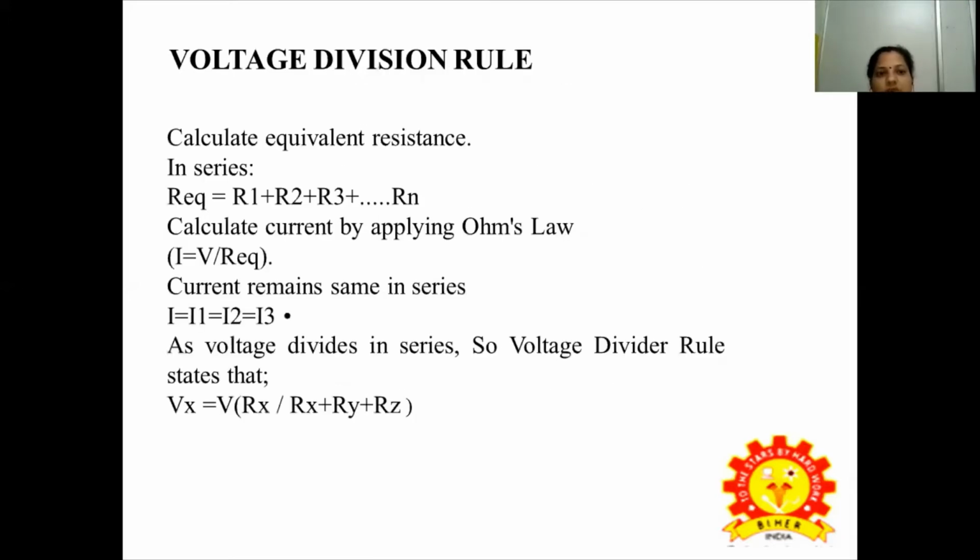For the voltage division rule, first calculate the equivalent resistance in series: R equivalent equals R1 plus R2 plus R3, and so on. Then calculate the current by applying Ohm's law, I equals V by R equivalent. The current remains the same in series, so I equals I1 equals I2 equals I3. The voltage divider rule states that Vx equals V into Rx divided by Rx plus Ry plus Rz.